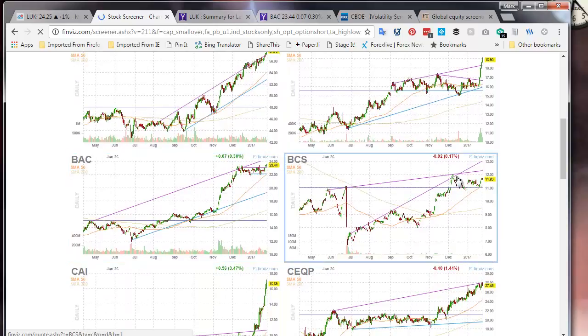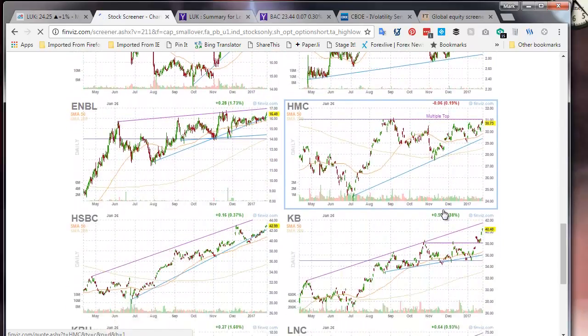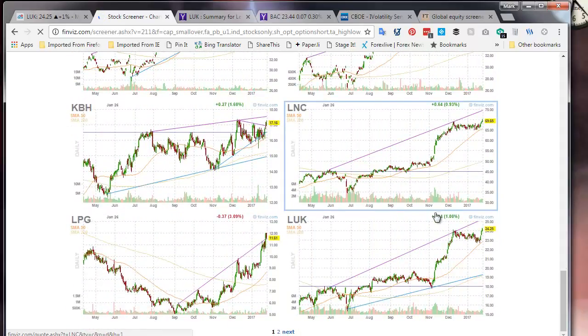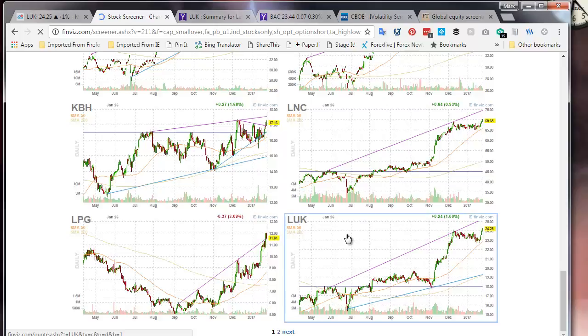That's Bank of America. Barclays in the UK. We've seen the Brexit thing. We've seen it crabbing upwards and then consolidate and break out. The one I'm particularly interested in, which I have positions in already, is Leucadia, L-U-K. So I'm going to use that as my example to work through what I do.